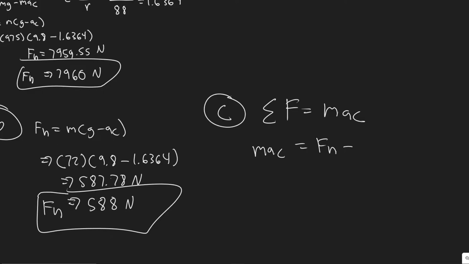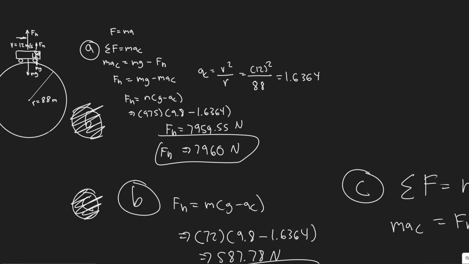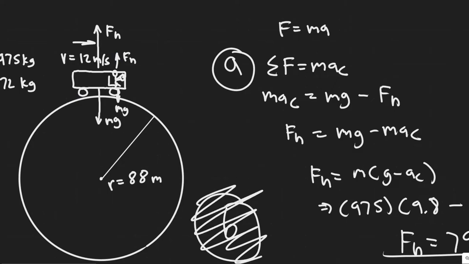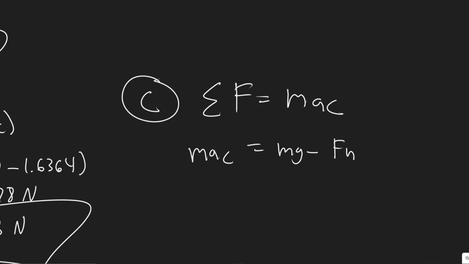Once again, if it goes inwards, it's positive. It's mg minus f sub n. That's my bad. Right, because if it goes inwards, it's positive. If it goes outwards, it's negative. And we have our mg, which points down into the circle, and f sub n points outwards. Okay, cool. So we have that now.